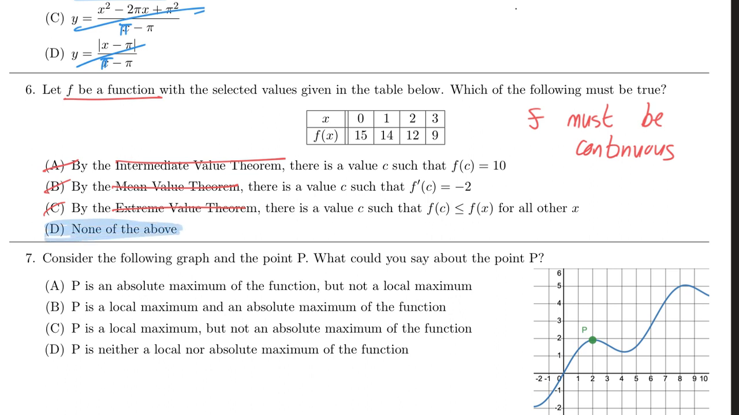Right. If they put continuity up here, then A and C will be right because those just require continuity. B wouldn't be right because the mean value theorem also requires differentiability. Right? But since they don't tell us continuous, none of these can be right.